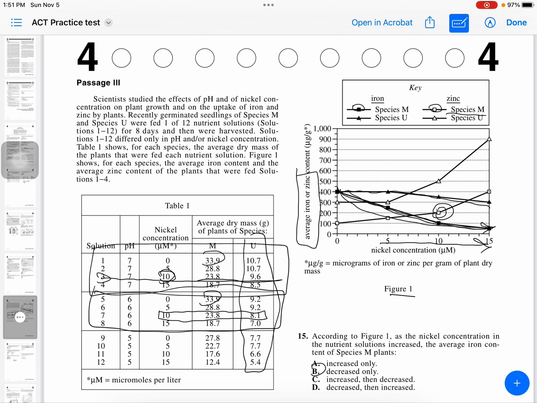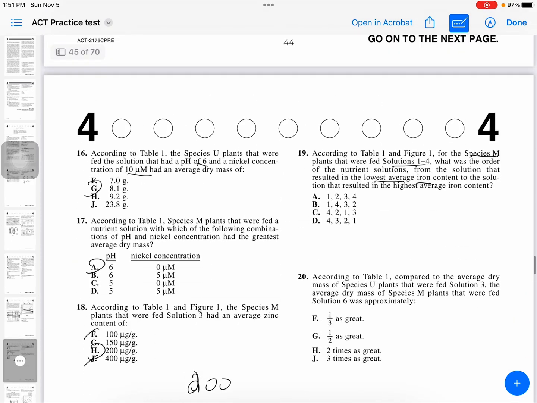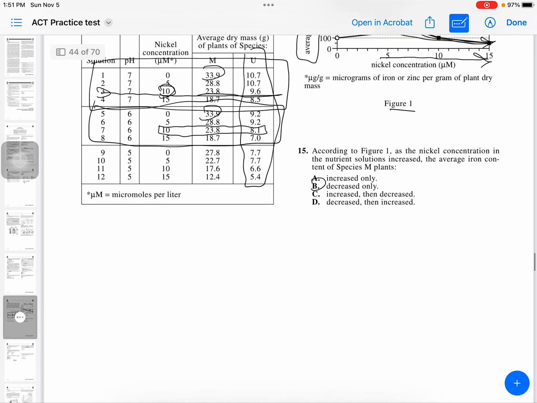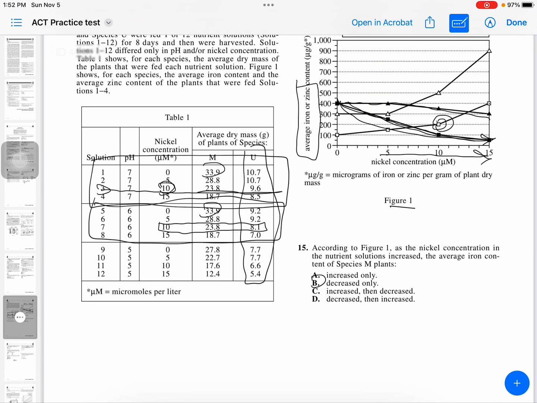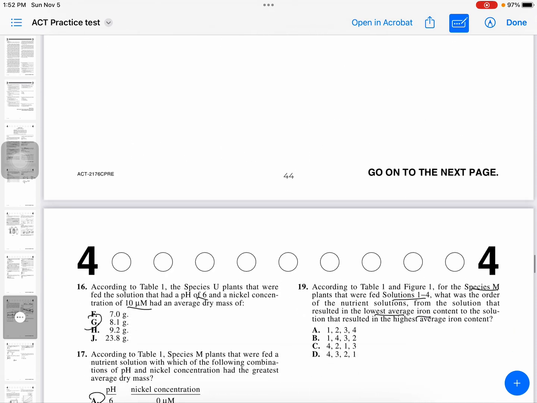So it's the lowest to the highest. What was the order of the nutrient solutions? The nutrient solutions. From low, okay, so the lowest is here and then the highest is here. So 4, 3, 2, 1.